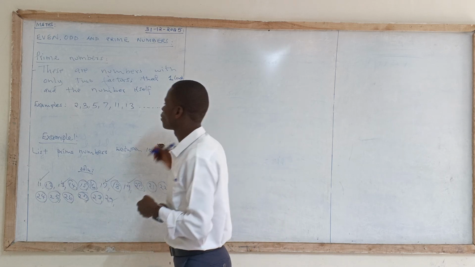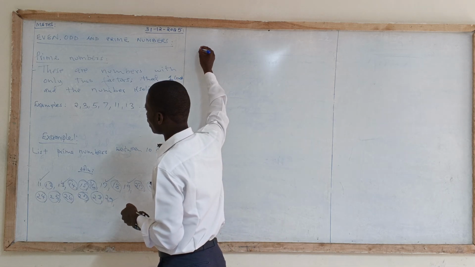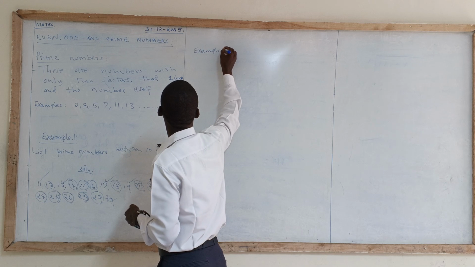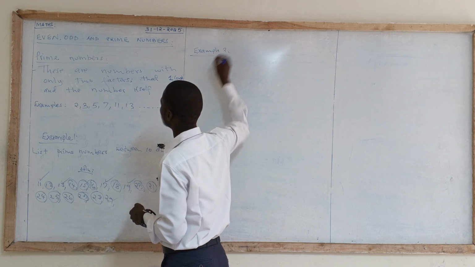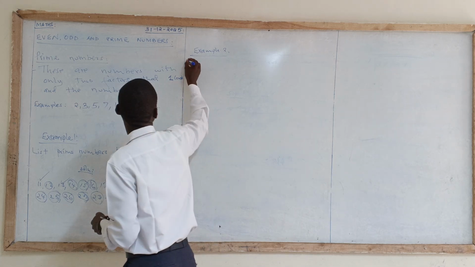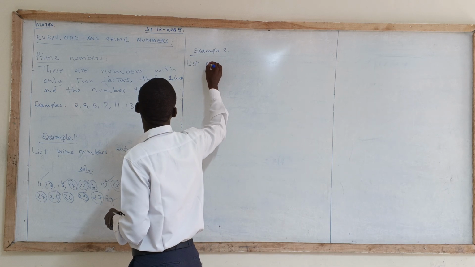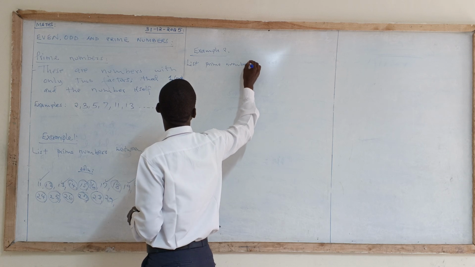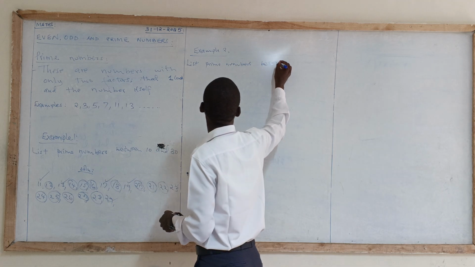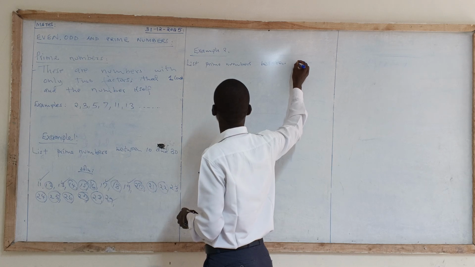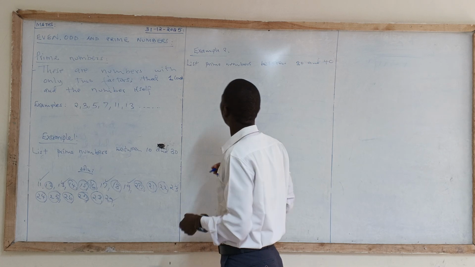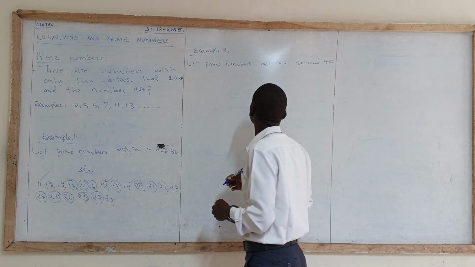So that is that. Now, somebody can say, an example 2. List prime numbers between 30 and 40. List prime numbers between 30 and 40.